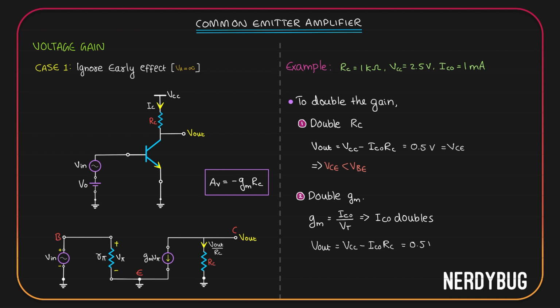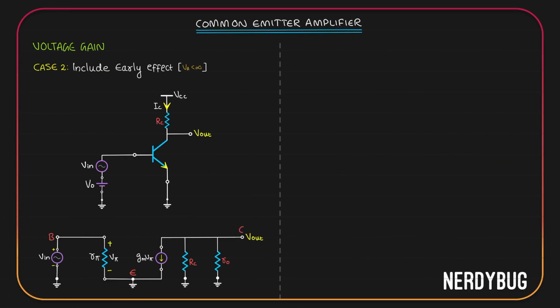V output is 0.5 volt, which means basically VCE is 0.5 volt. Again, our VCE becomes lesser than VBE and our transistor goes to saturation. The conclusion we can make from here is this. Increasing RC or gm does not necessarily increase our gain. Let us see the second case where we have to include the early effect, which means the early voltage is less than infinity or a finite value.